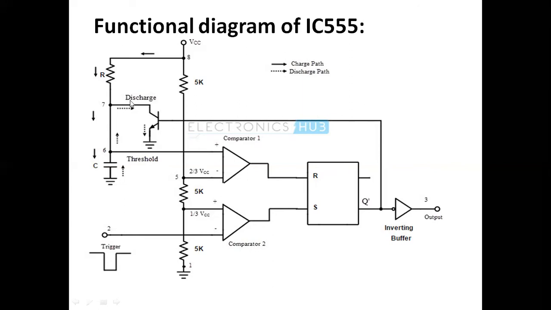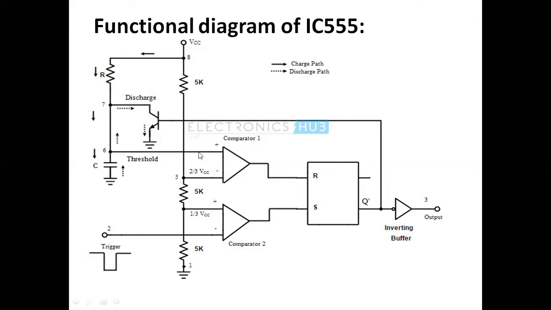Whenever the transistor is off, this path will be removed, and the capacitor starts charging towards VCC through the resistance R. While charging, the moment when the capacitor voltage is greater than 2 by 3 VCC, then at comparator 1, for the inverting terminal, we already have the voltage of 2 by 3 VCC.